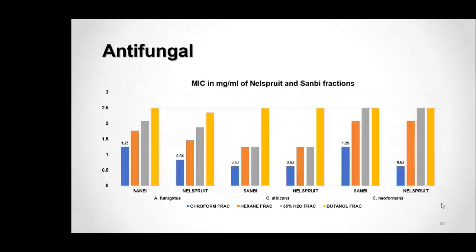When coming to our fractions, we've noticed that chloroform fractions had better activity across board against all 3 fungal pathogens. And we also noticed that Nelspruit had better activity for Aspergillus fumigatus and Cryptococcus neoformans with MICs from 0.6 to 0.8. However, for Candida albicans with MICs of 0.63. We can move on.